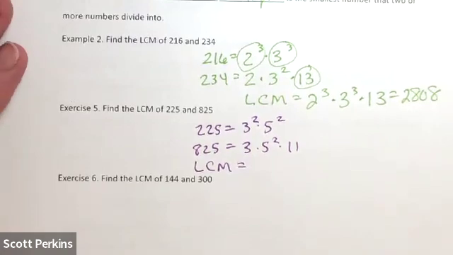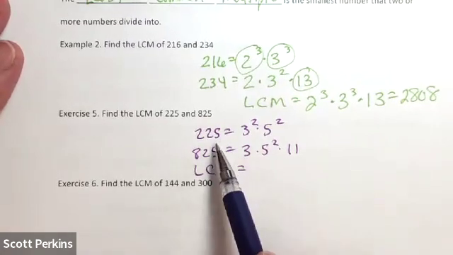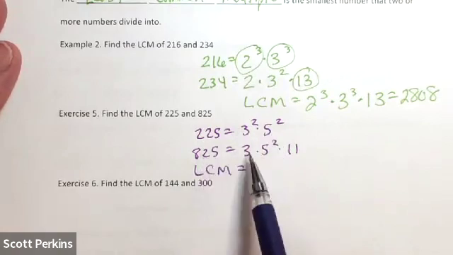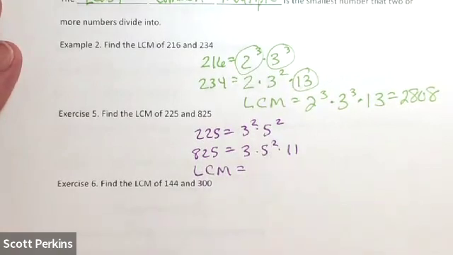All right, so you've unpaused the video. 225 is 3 squared times 5 squared. That's from the previous page. 825 is 3 times 5 squared times 11. That's from the previous page.